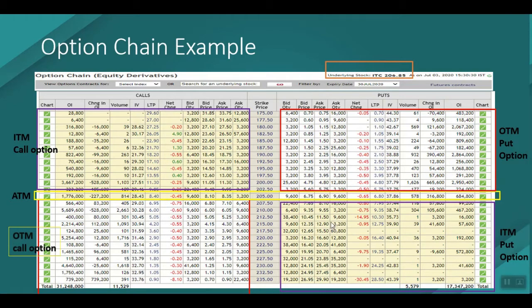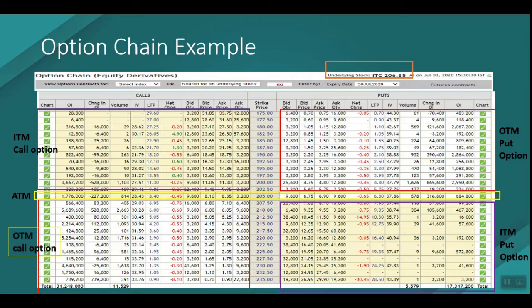Here you can see the LTP, which is the last traded price, and also the ask and bid prices of the strike prices. This belongs to put options. Let's say you look at the 200 strike and its bid and ask prices: the bid price is 11.05 and the ask price is 11.30, and the LTP, the last traded price of the 200 strike, is 11.30.